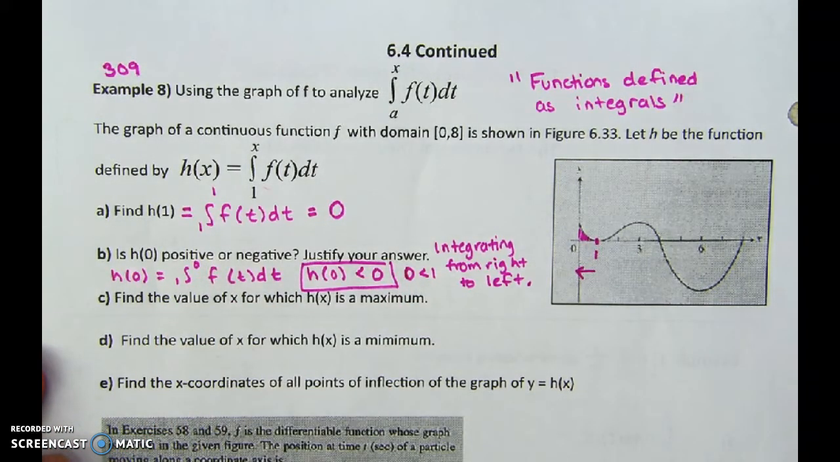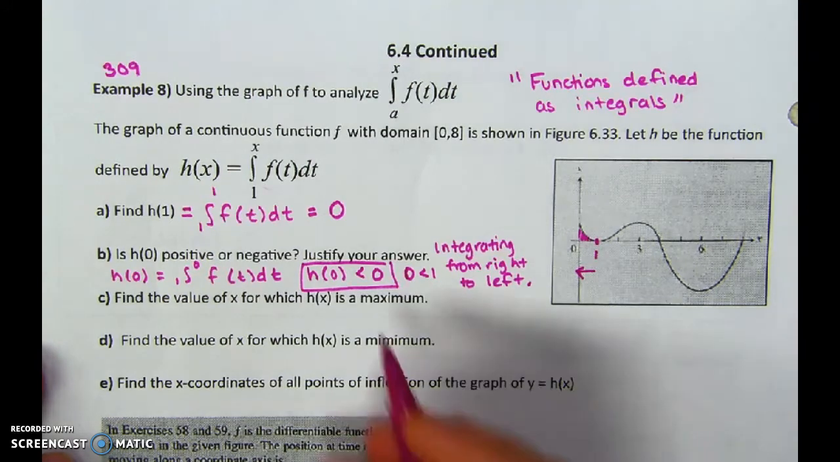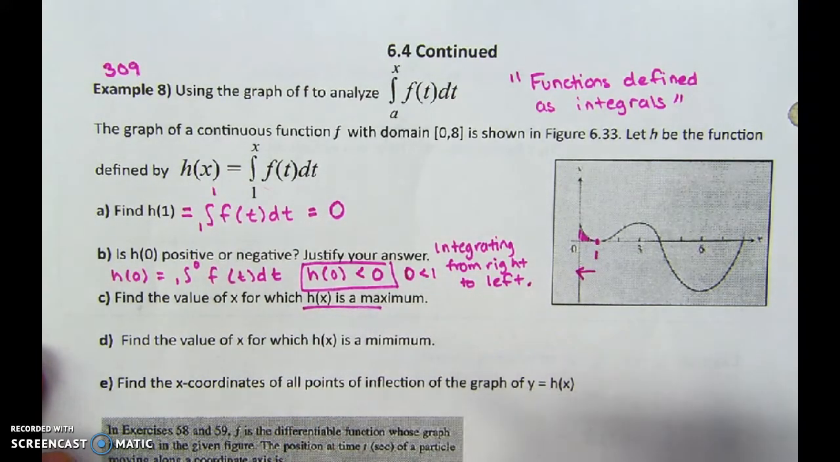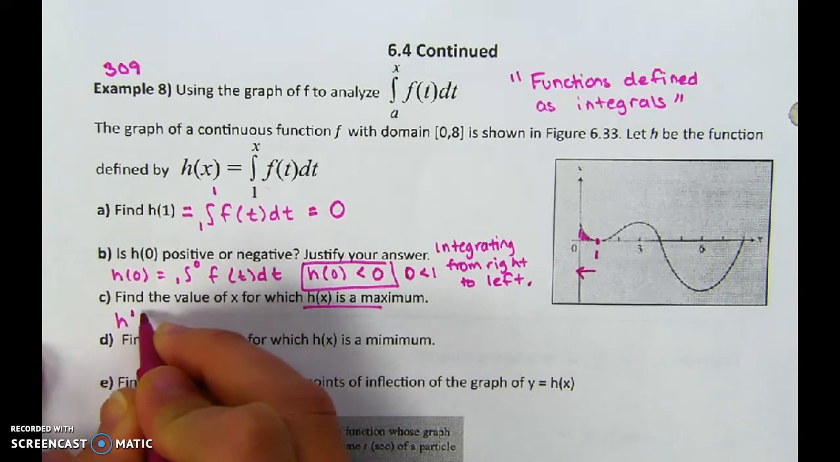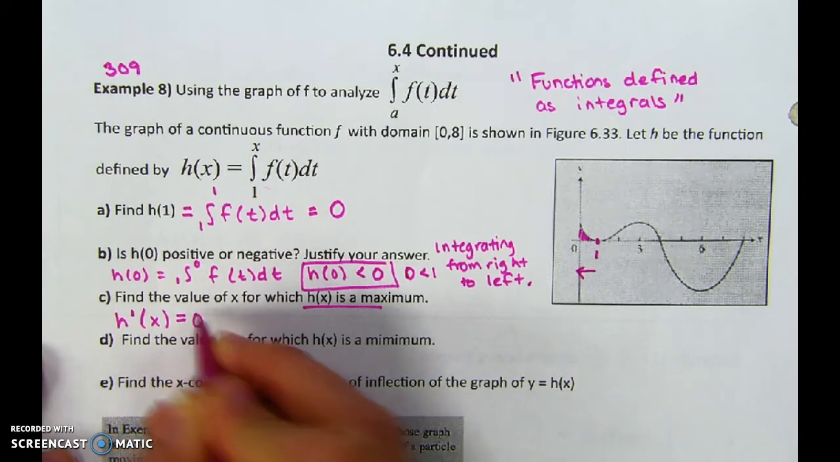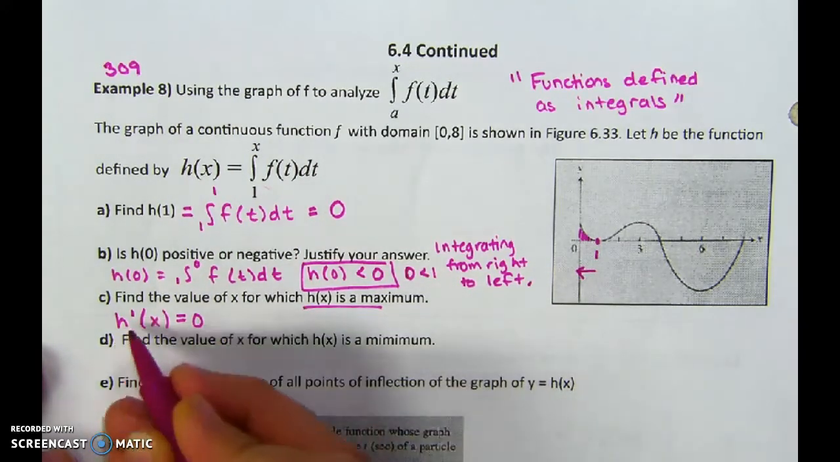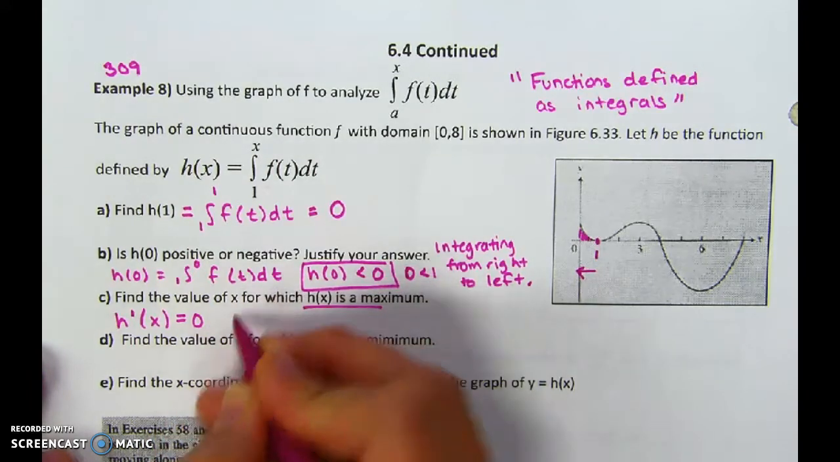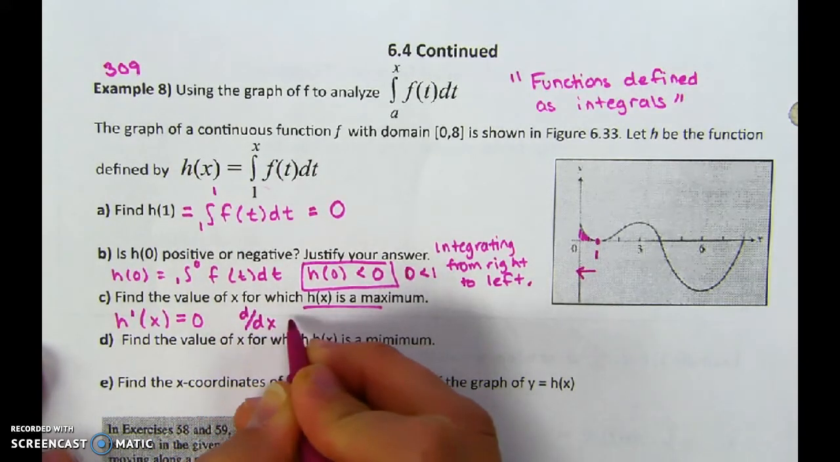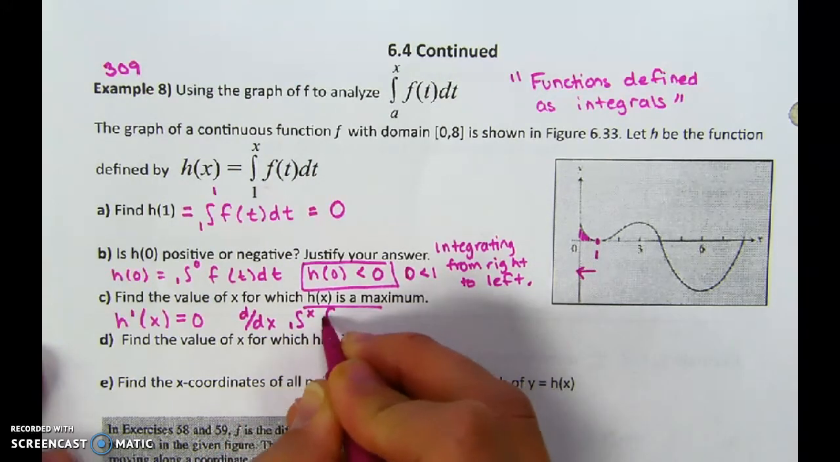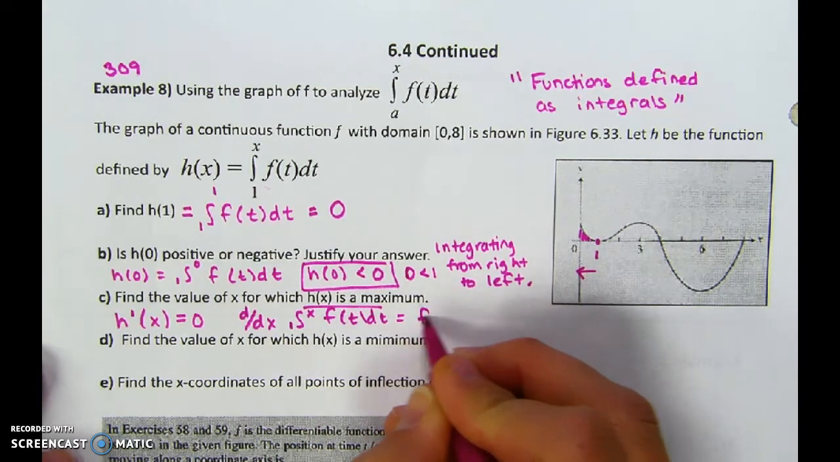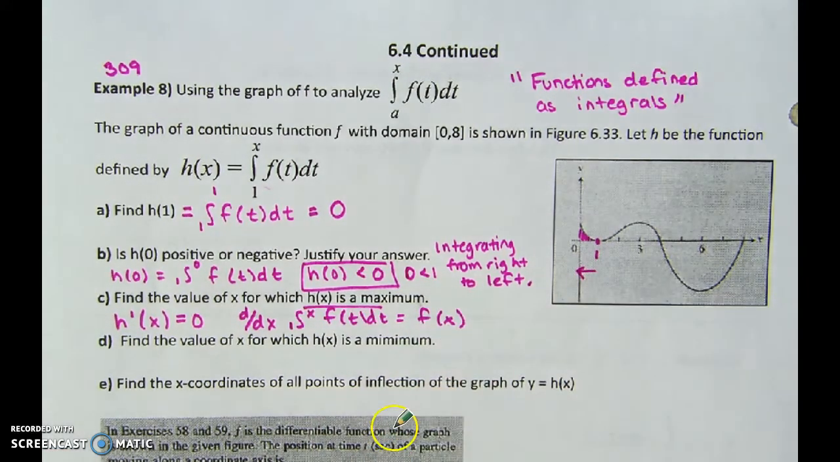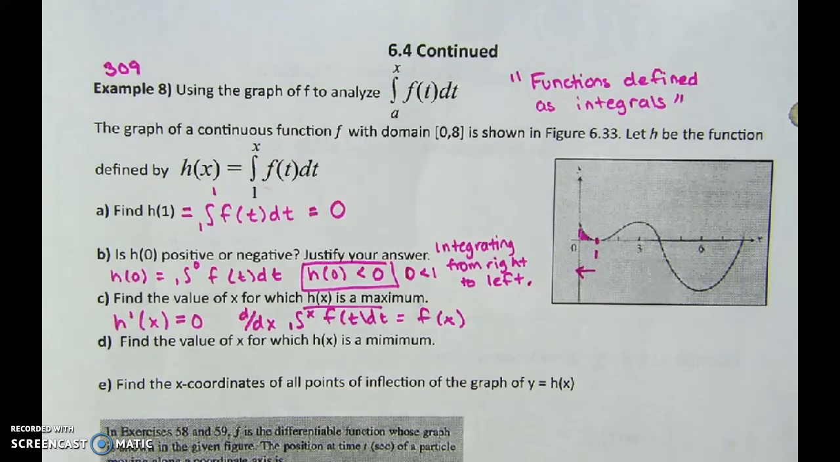Okay, find the value of x for which h is a maximum. We talked about that 3 months ago. So how did we find that 3 months ago? We said h prime of x equals 0. So let's take the derivative. Well, if we say h prime, this is what we learned in class. So the derivative of the integral will equal just f of x, right?